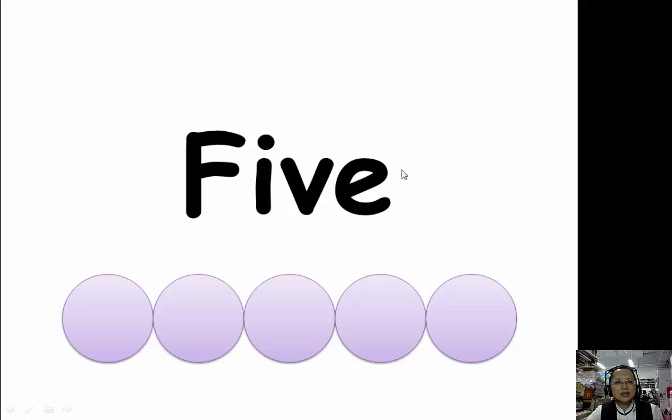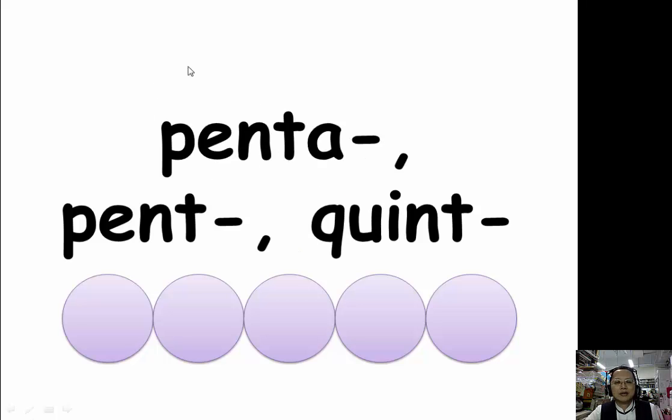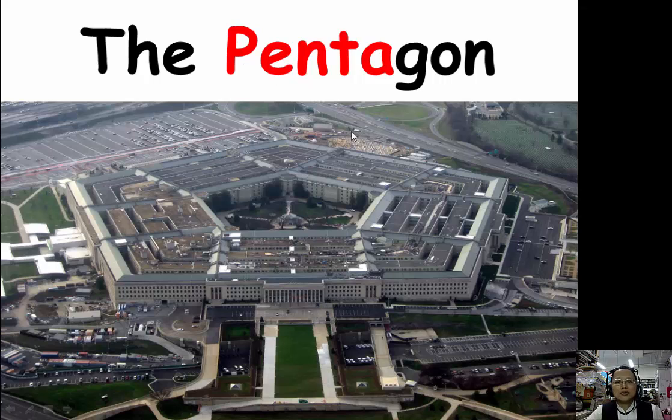The last one for this lesson is we will learn how to say 5 in professional prefix. Penta, P-E-N-T-A, pent, P-E-N-T, and quint, Q-U-I-N-T. For penta, we have an example, Pentagon. Pentagon is the building for the U.S. Department of Defense. This building has 5 angles, 1, 2, 3, 4, 5. So the U.S. Department of Defense is nicknamed as Pentagon.